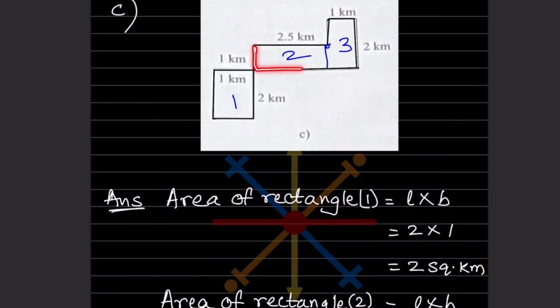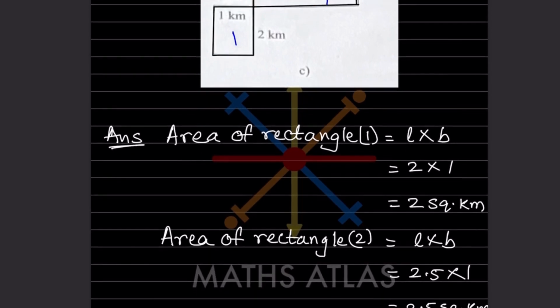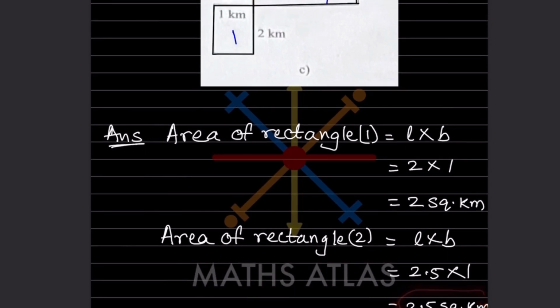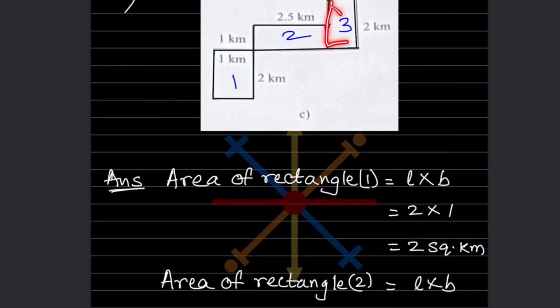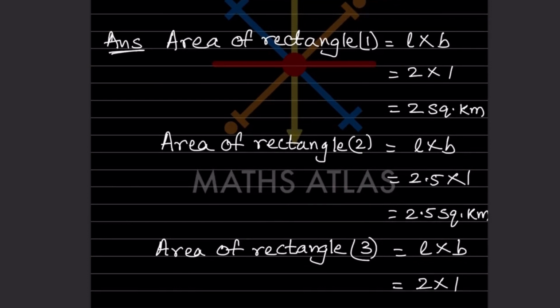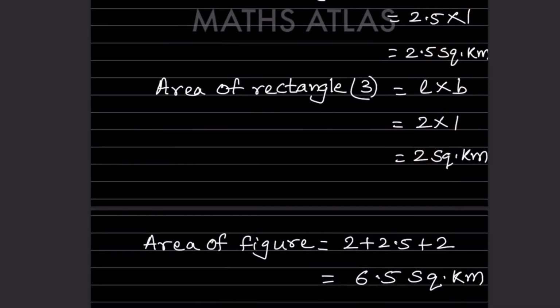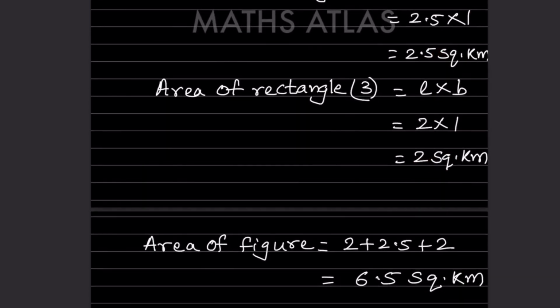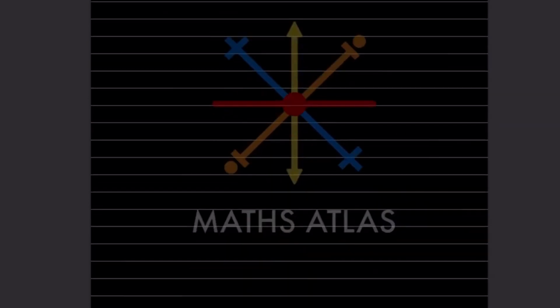Now we will take for this 2. This is also a rectangle. So what we can see here, this is 2.5 and this is 1. This side is 1. So 2.5 into 1, that will be 2.5 square kilometer. And this is 3. This also is a rectangle. So the length is 2 and this is 1. So that will be 2 into 1, that is 2 square kilometers. So what I am going to do is this: this and this you are going to add for the area of the figure, means 2, 2.5 and 2. So that will be 6.5 square kilometer.